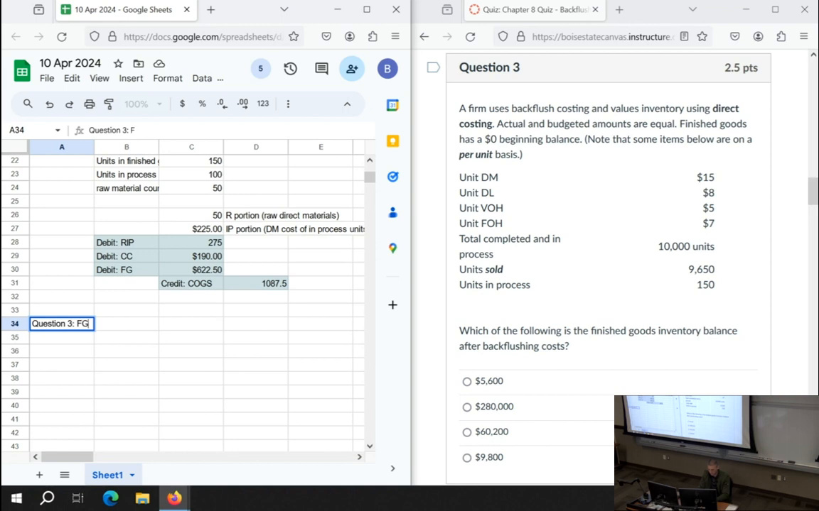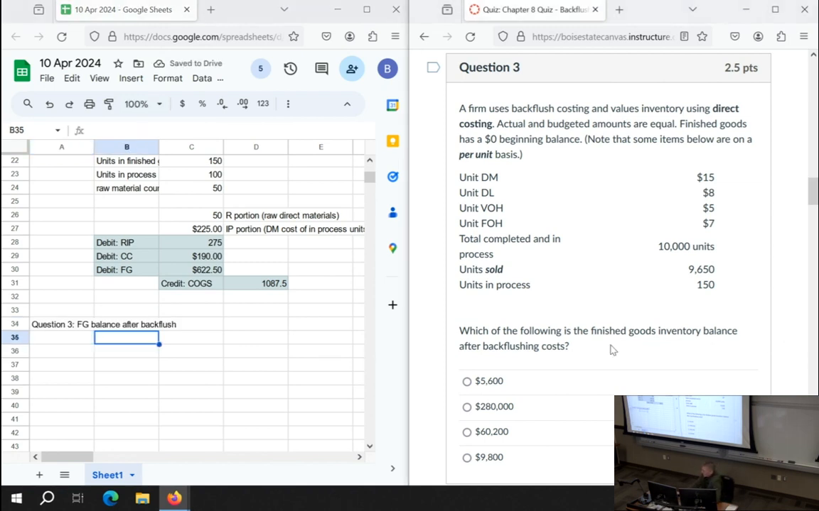Question 3. Finished goods balance after backflush. Which of the following is the finished goods inventory balance after backflushing costs? All right. Like I think I do with every single question, I give it a 0 balance to begin with. I've given you rates. These are the unit direct materials cost, unit direct labor, unit variable overhead, and we know it's direct costing. So which of these 4 are product costs under direct costing?